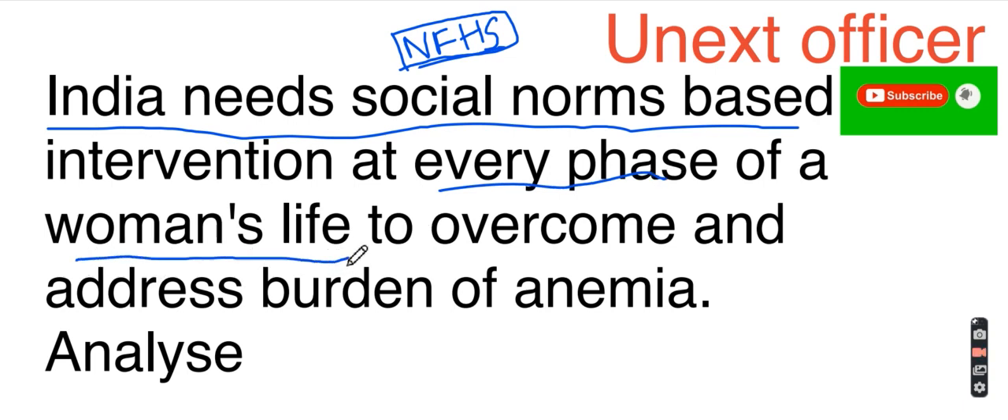It says every phase, from being natal, then young girls, maybe married women, old, everyone. And it is asking for social norm based. When we say social norms, it's how traditions and local practices need to be influenced at every phase of women's life to overcome and address the burden of anemia.